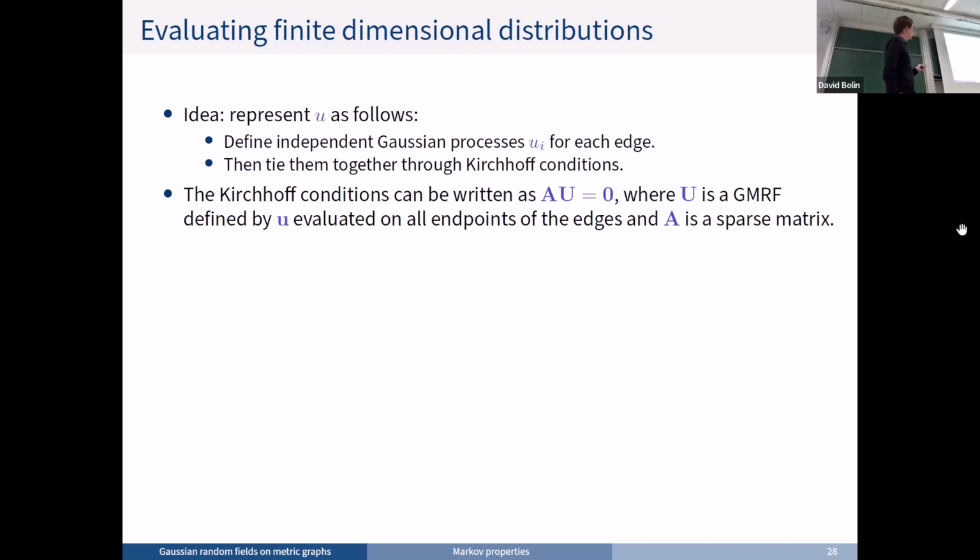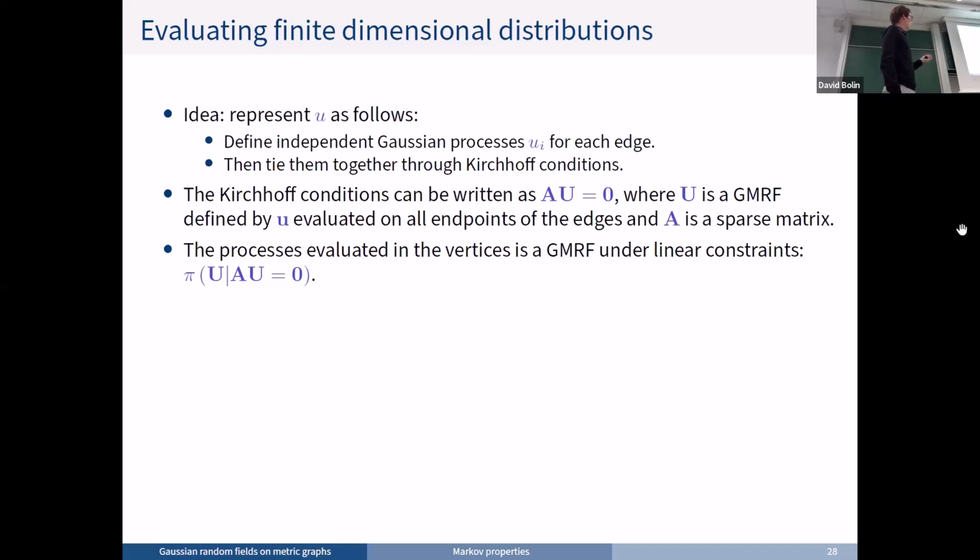Now, the reason this makes it easier is because you can view this U as a Gaussian Markov random field under linear constraints, where these linear constraints give you this tying together. And this is something that is well known how to deal with in statistics.